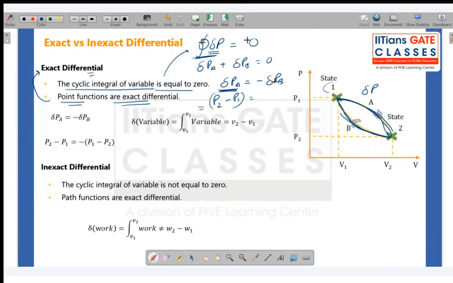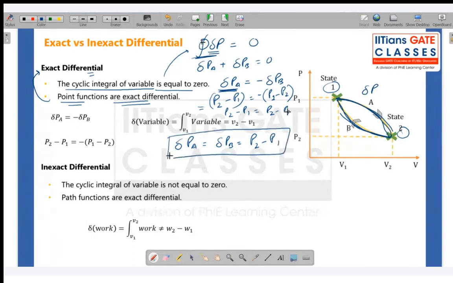What is this B? B is final minus initial, so it will be P2 minus P1. If you reciprocate this, it is P2 minus P1. It is simply telling you that it does not matter whether you are taking path A or path B, you can simply write P2 minus P1. That's how you do it.